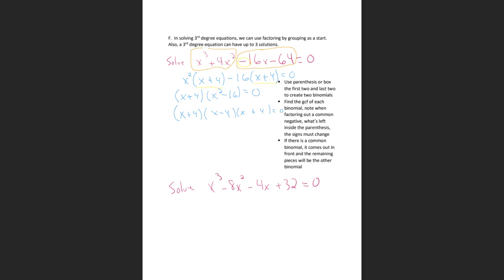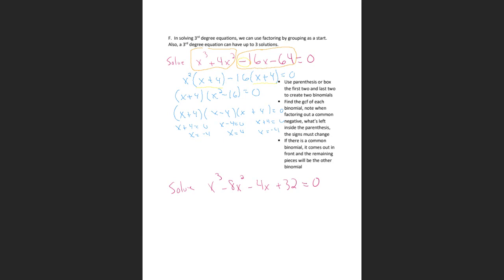So now we've got it factored. We just set each factor equal to 0. So x plus 4 is equal to 0, x minus 4 is equal to 0, and x plus 4 is equal to 0. So our solutions would be, well, that's got to be a negative 4, because negative 4 plus 4 is 0. That's got to be a positive 4, because 4 minus 4 is 0. And that's got to be a negative 4.